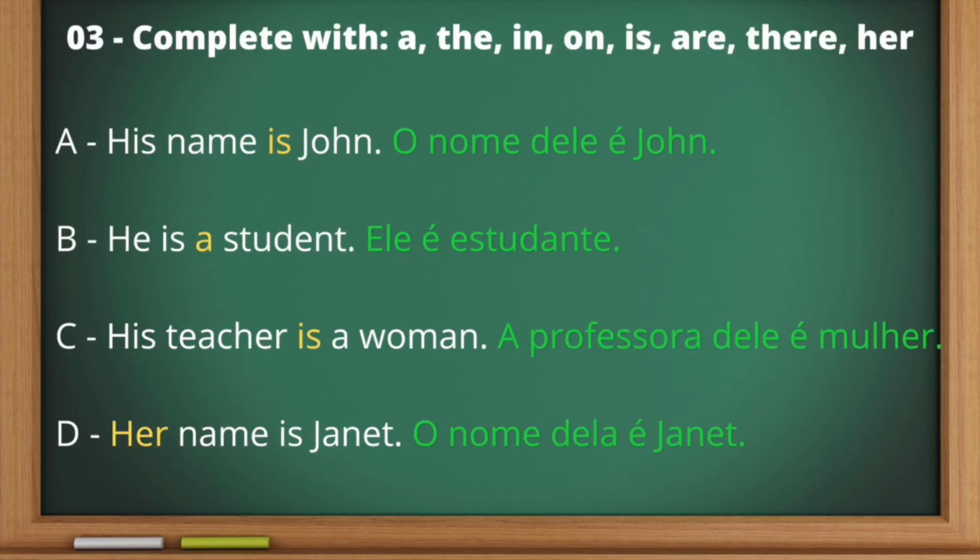3. Complete with a, the, in, on, is, are, there, her. A. His name is John. B. He is a student. C. His teacher is a woman. D. Her name is Janet.